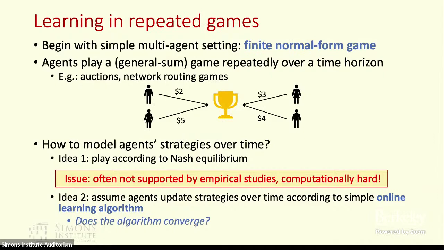The second hypothesis that we'll consider is to assume that agents update their strategies over time according to some simple online learning algorithm. When we do this, the most fundamental and important question is, does this algorithm converge to equilibrium? And if so, how fast?